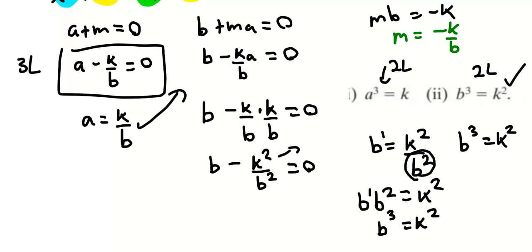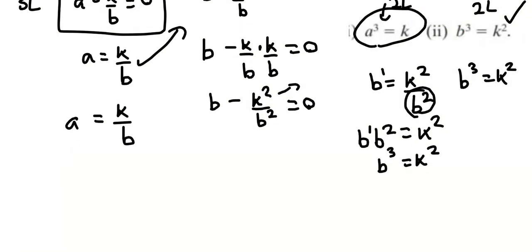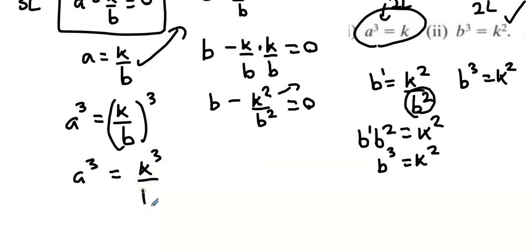Now, here's how I'm thinking about doing this one. If a equals k over b, here's what I'm thinking: if I cube both sides, I'll get a cubed straight away, won't I? The goal is to get a cubed. So I'm going to cube both sides. Here's what's going to happen: a cubed equals k cubed over b cubed.